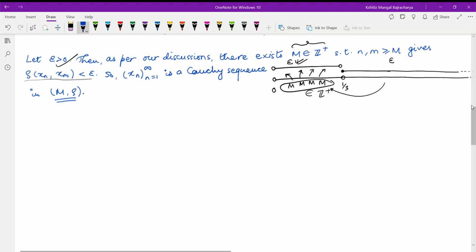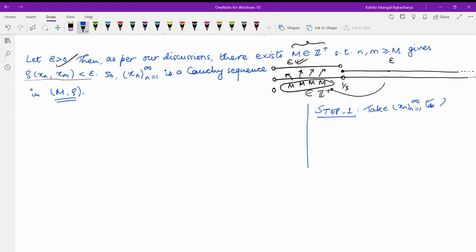So in order to prove this, the first step that we used is to take x_n to be a Cauchy sequence in M rho hat, and in the second step, what did we do? We proved that x_n is a Cauchy sequence in M rho. That's what we have done.